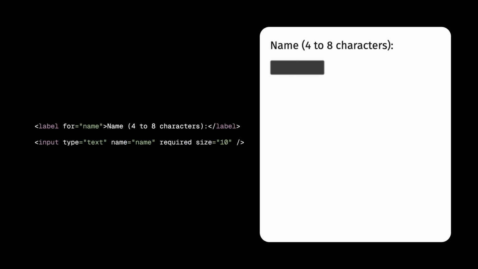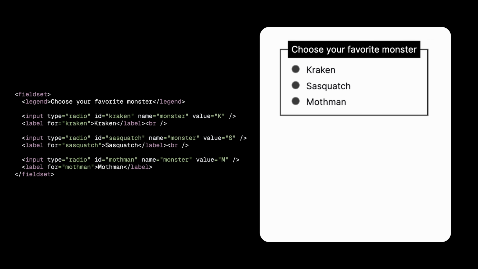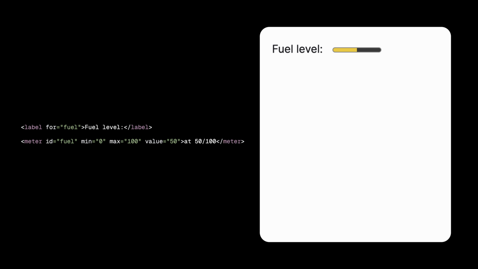The input element is one of the most powerful and complex in all of HTML due to the sheer number of combinations of input types and attributes. Label represents a caption for an item in a user interface. Legend represents a caption for the content of its parent, field set. Meter represents either a scalar value within a known range or a fractional value.